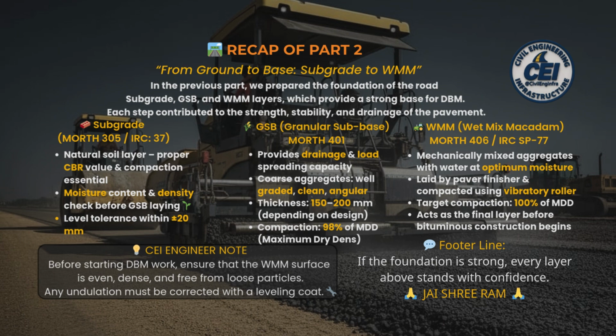WMM, Wet Mix Macadam, MoRTH 406, IRC SP 77. This layer is made with mechanically mixed aggregates, combined with water at optimum moisture content. It's laid using a paver finisher and compacted by a vibratory roller. Target compaction, 100% of MDD. The WMM acts as the final layer before bituminous work begins, providing a stable, uniform platform for DBM laying.